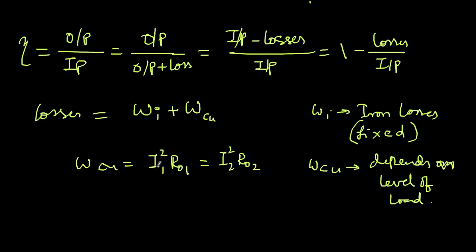So this I1 is a fraction of the full load current. If it is equal to full load, then there's no fraction. But whatever fraction you have, at half load you will get its square, so it will become 1/4. That way the copper loss will change. So now I want to find out what is the maximum possible efficiency for the transformer.